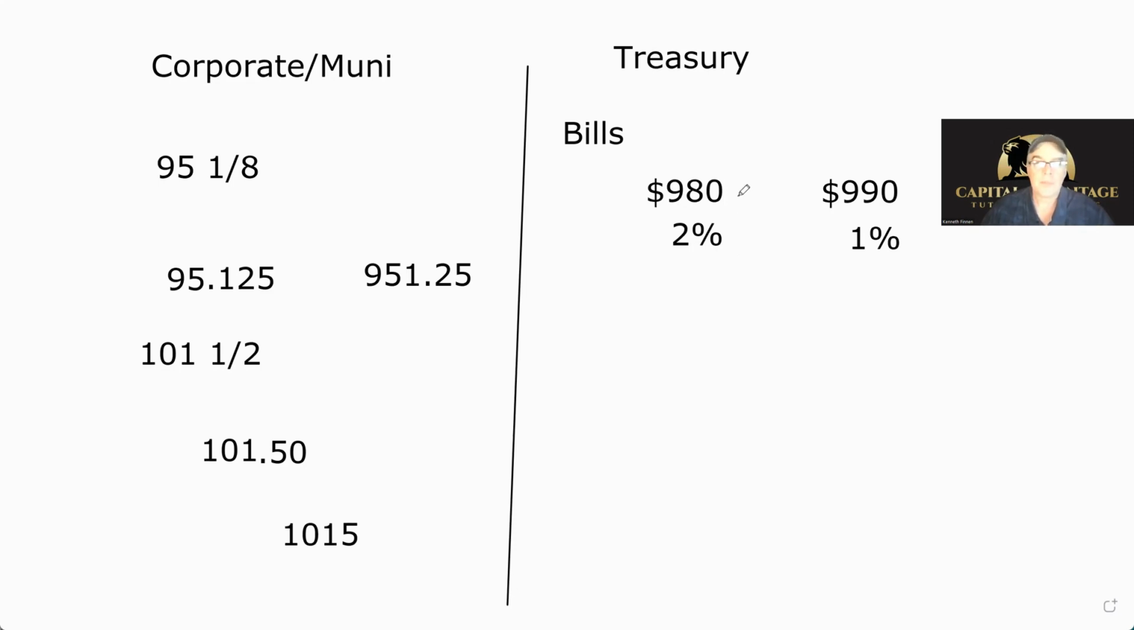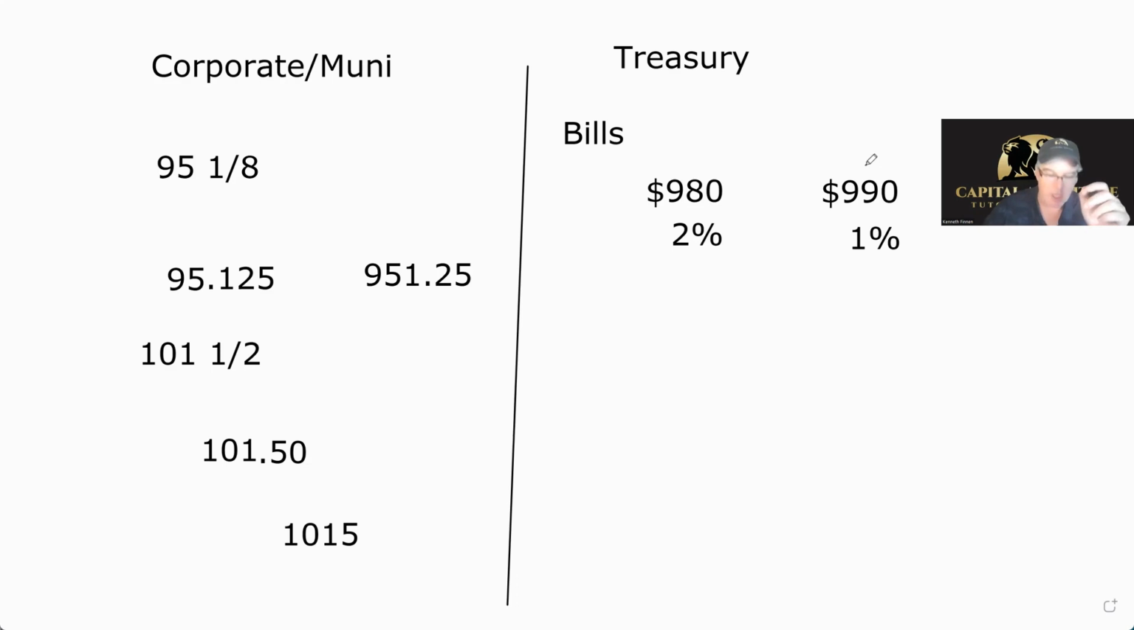So you buy a bond for $980. You get $20. $20 out of 1,000 is 2%. Pay $990, you make $10, which is $10 out of 1,000, which is 1%. But here's the thing: that's what you're being quoted at, but you're actually making a little bit more money than that, right?